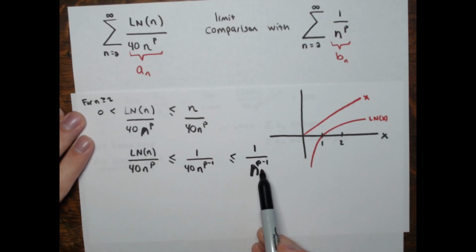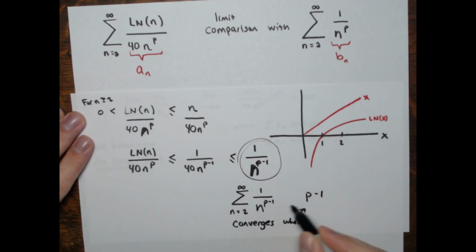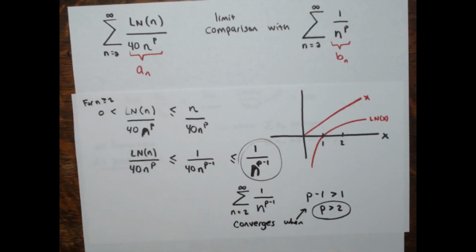So if we do this direct comparison, remember this series here, the sum from n equals, say, again, 2 to infinity of 1 over n to the p minus 1. This is a p series, but the power is p minus 1. Remember, for these 1 over n to a power, this will converge when p minus 1 is greater than 1. So p must be greater than 2 then. That's more like it.